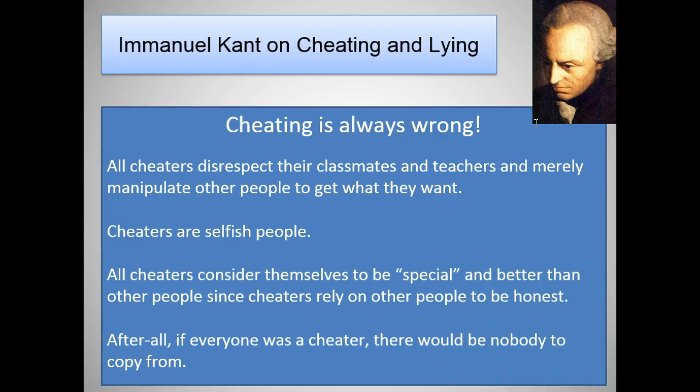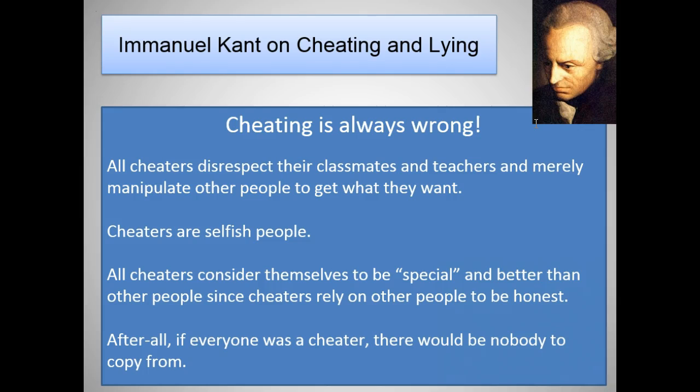This sounds a lot like the kind of thinking that my students end up articulating when we study the moral theory called deontology, presented by Immanuel Kant a few hundred years ago. And Immanuel Kant is someone who says cheating is always wrong. This is not an ethics lesson, but let me paraphrase Kant this way. Cheating is always wrong, first, because all cheaters are people who disrespect their classmates and their teachers, because all cheaters are manipulating people. You're manipulating your teacher, you're manipulating your classmates by cheating off of them.